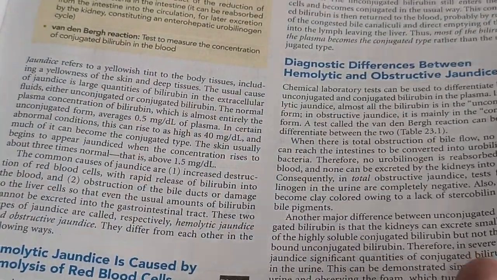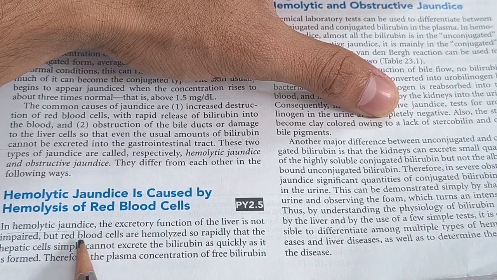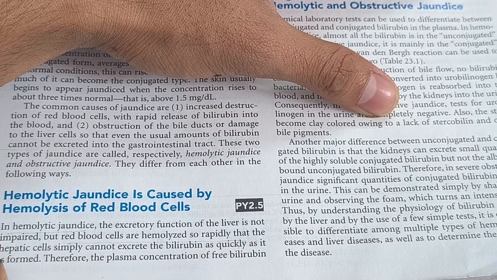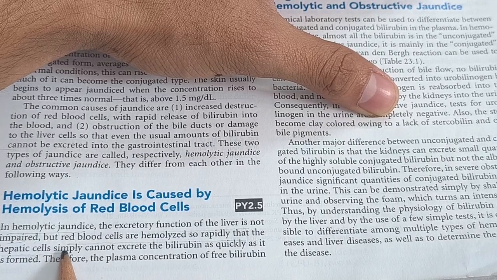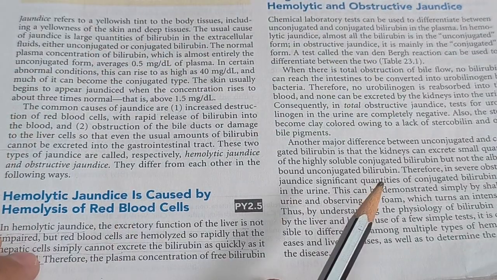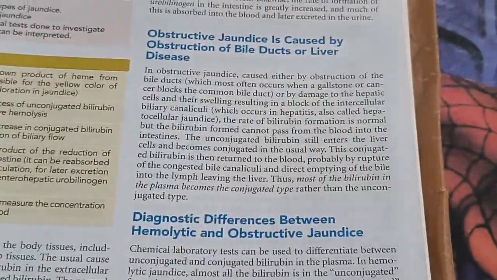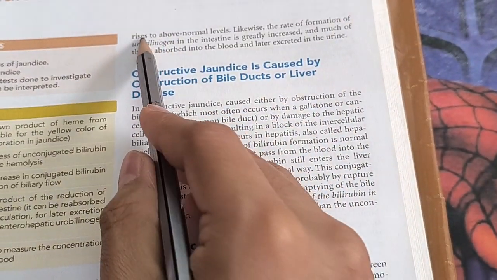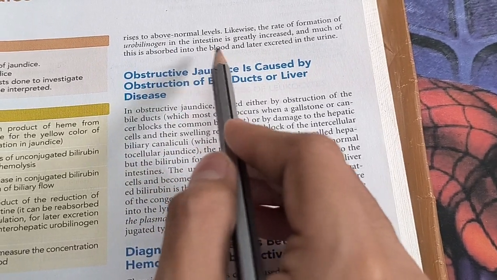Now I am going to teach you hemolytic jaundice. In hemolytic jaundice, excessive red blood cells are hemolyzed so rapidly that the hepatic cells, though the excretory function of the liver is normal, simply can't excrete the bilirubin as quickly as it is formed. Therefore, it occurs due to excessive destruction of RBCs, and the plasma concentration of free bilirubin rises above the normal levels, and likewise the rate of formation of urobilinogen is greatly increased.